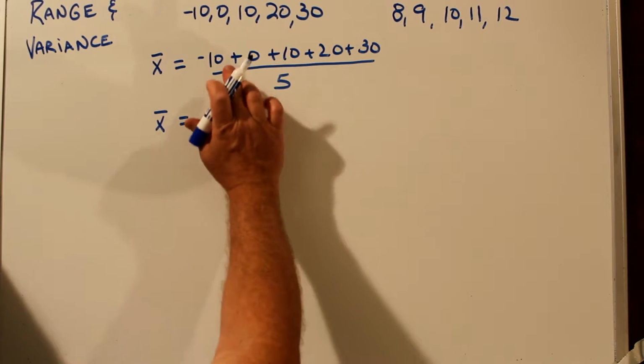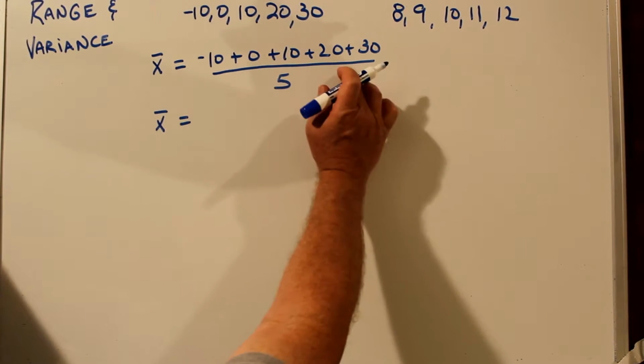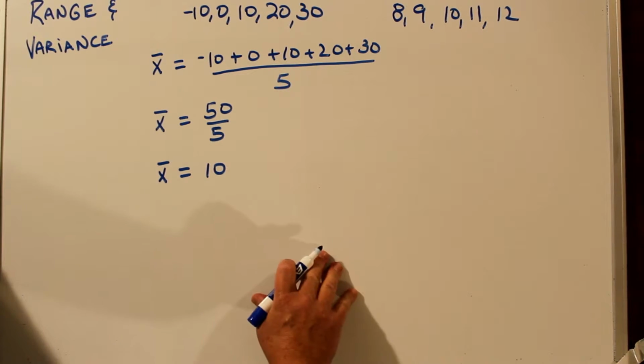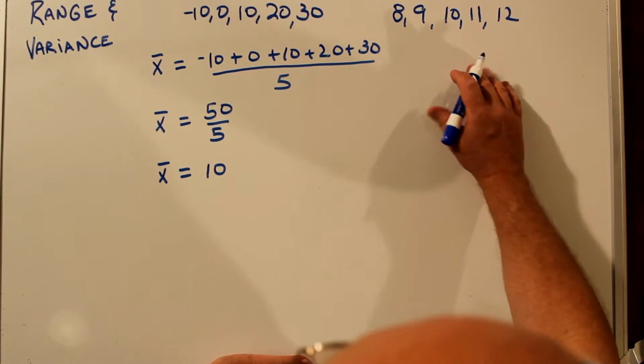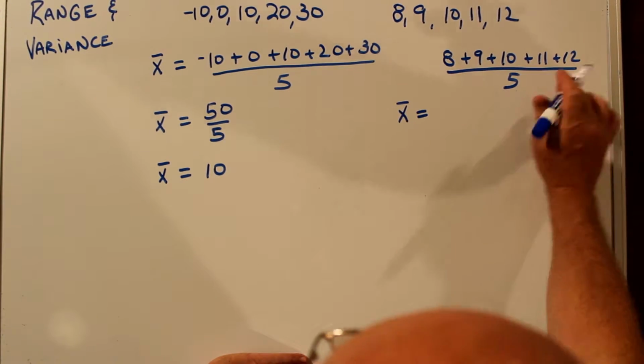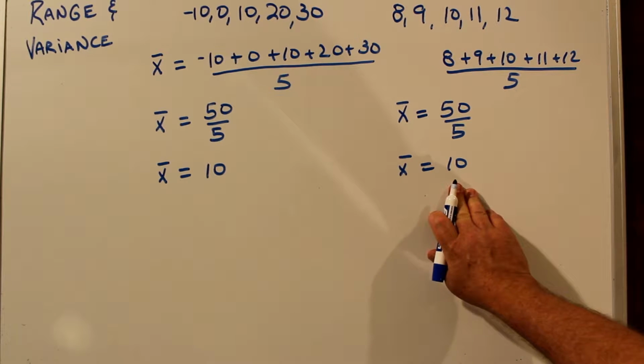And the average of the first group, well, we have minus 10 plus 10 is 0, and then we have 0, which is 0, so we have 50 over 5. Average of the first group of numbers is 10. Let's look at the second group of numbers. Add them up. Divide by 5. On top we have 50 again. And the average of the second group of numbers is 10.